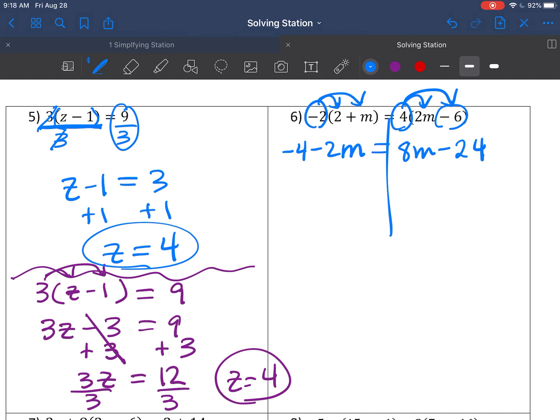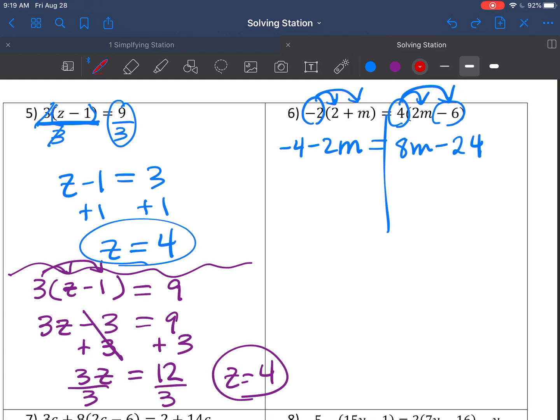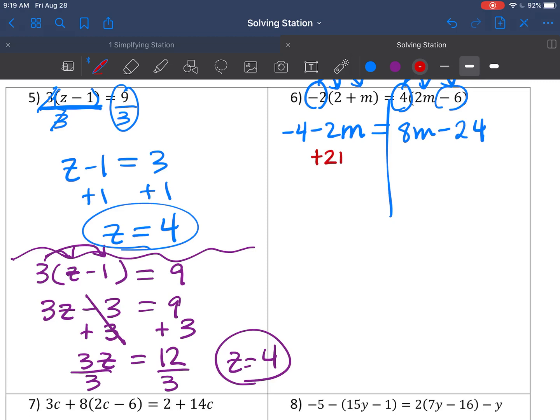All right, again, I've got variables on both sides of the equation. And so you can get rid of these m's or you can get rid of these m's. It's completely up to you. Since I don't like negative numbers, I'm going to add 2m to both sides, and that would cancel out these negative 2m's. And so on the left-hand side, I only have that negative 4. On the right-hand side, I now have 10m minus 24. Okay, now we're ready to isolate the m term.